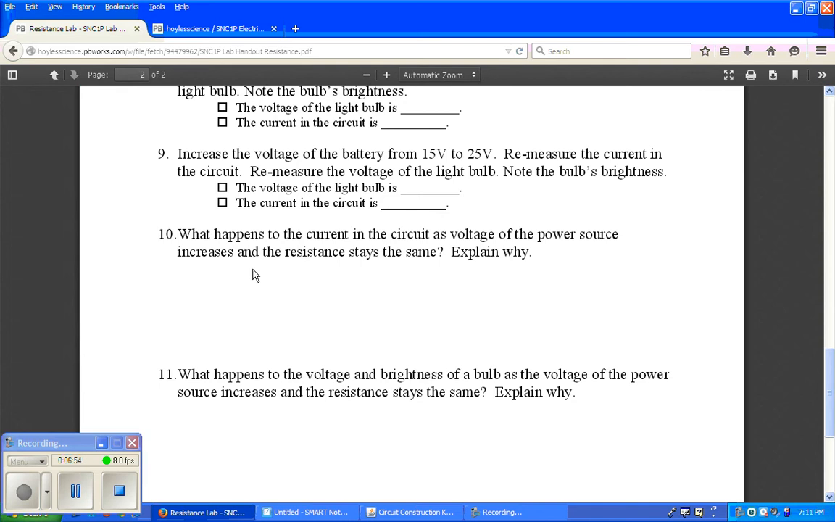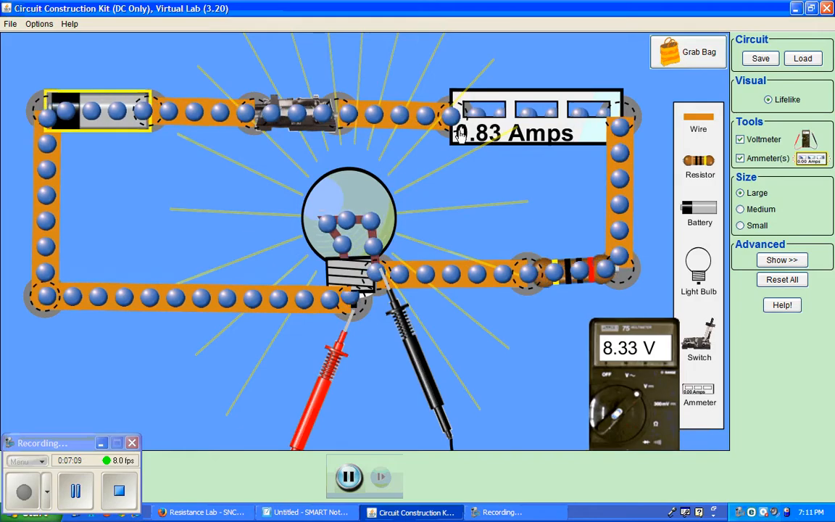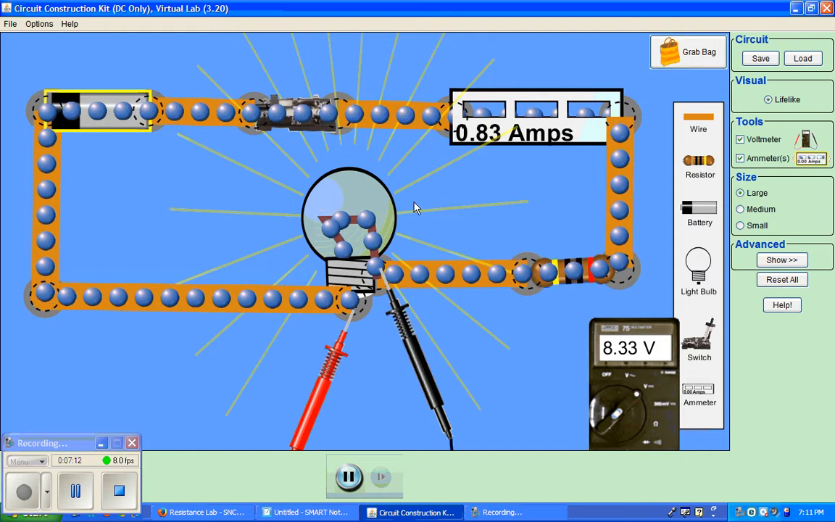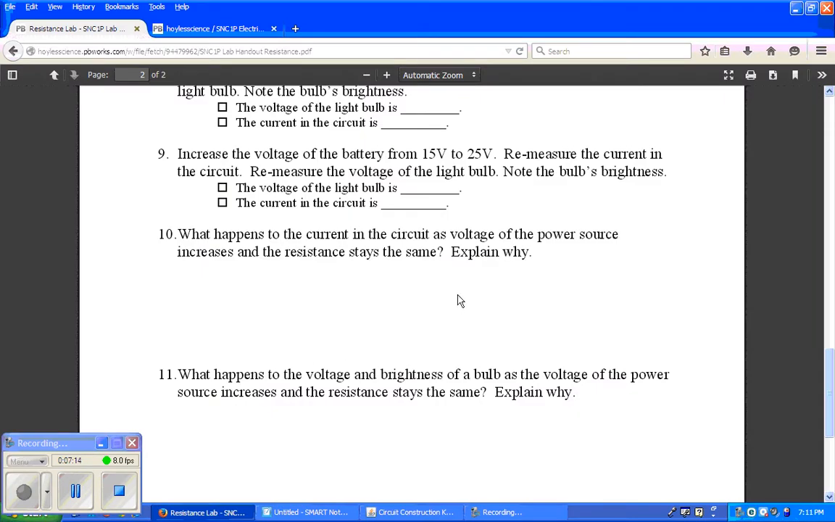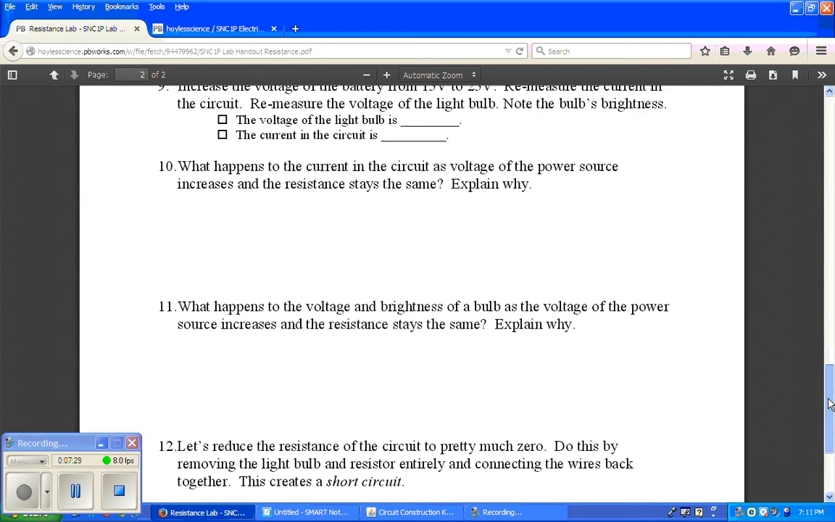What happens to the current in the circuit as the voltage of the power source increases and the resistance stays the same? Well, the current in the circuit is going to increase as the voltage of the power source goes up. And you can see that because the current right here is now 0.3 amps. Why does that happen? Explain why. Well, again, the battery provides the push on the electrons to get them through the circuit. So the greater the voltage, the greater the push on the electrons, the greater the force on the electrons to get them flowing through the circuit, and as a result, the current is going to go up.